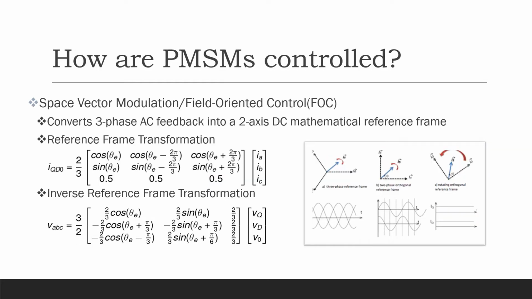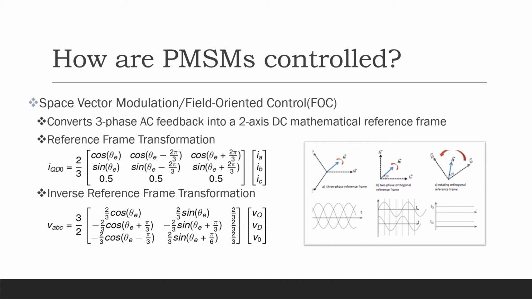Okay, so we know what PMSMs are, but how are they controlled? How do we operate them? This is where we start to go a little more into the mathematical realm, and we can start to analyze how this actually works. There are numerous ways to control PMSMs, but one of the most common ways, and the way we'll be using for the purposes of the research, is called field-oriented control, or FOC. It's also known as space vector modulation.